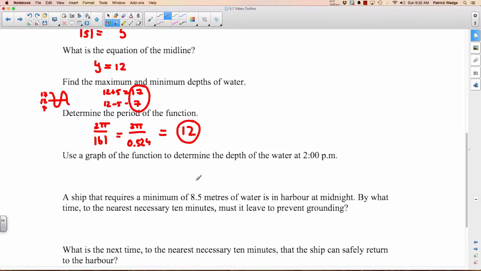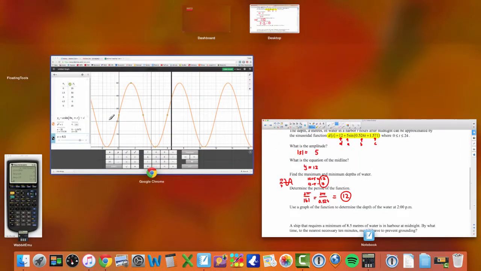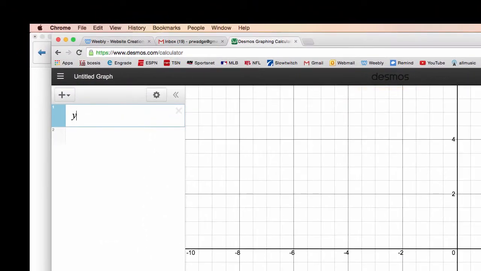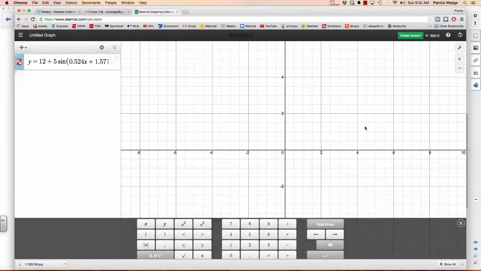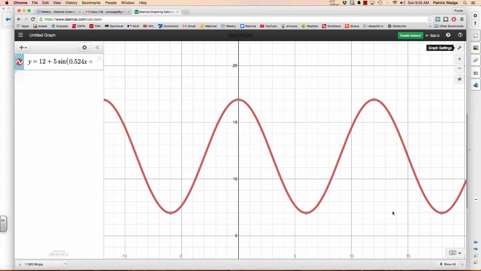Use a graph of the function to determine the depth of the water at 2 o'clock. So we actually have to graph this. So we're going to go back to Desmos and plug this in, get rid of these things, and put y equals 12 plus 5 sine 0.524 x. I think you can put t, but I'll just call it x, plus 1.571. And there you go, and I don't see anything. That's because, yeah, there it is up here. Rather than using the windows up here, I can just scroll around.